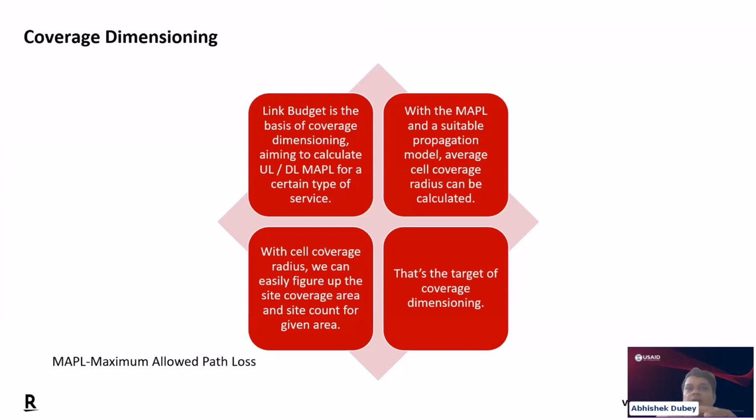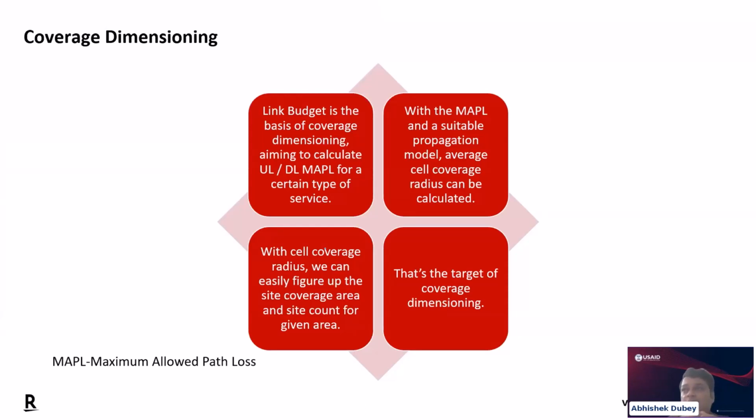It could be from the empirical models, where you can use Okumura-Hata. From semi-empirical, you can use Walfisch-Ikegami, or from deterministic, you can use ray tracing. So any model you can use based on the clutter, and once you add both, you can get an average cell coverage radius.